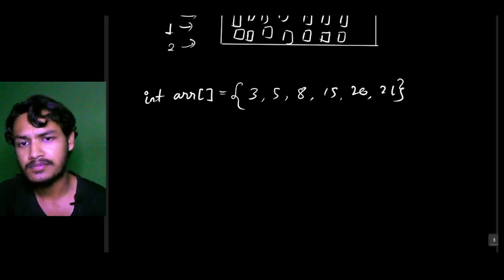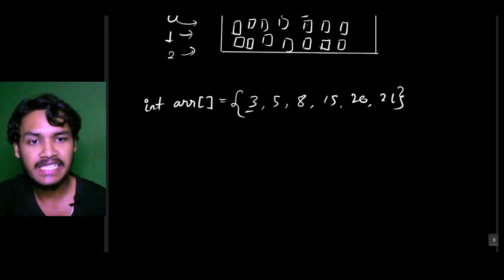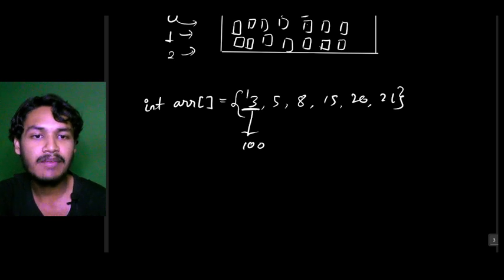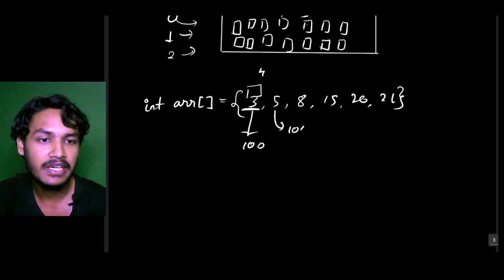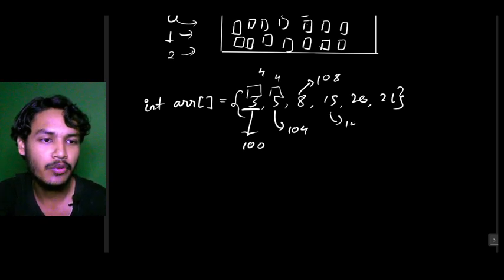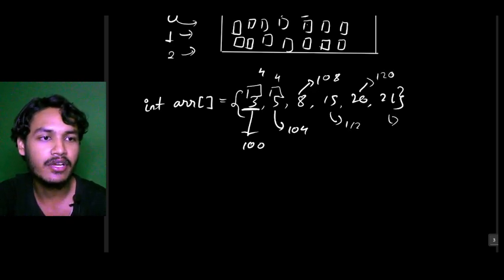Each and every data item is stored in a contiguous manner. What do you mean by contiguous manner? For example, let's say the first element is stored at memory location 100, and if this data type takes 4 bytes, the next element will be at 104. This data also takes 4 bytes, so the next element will be at 108, then 112, then 116, and then 120.